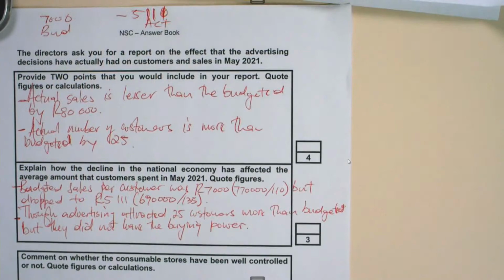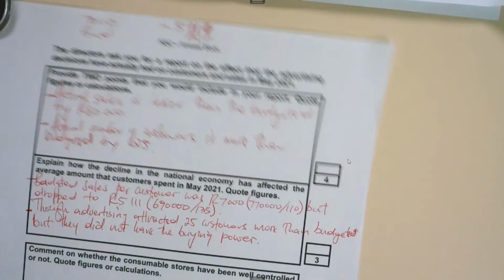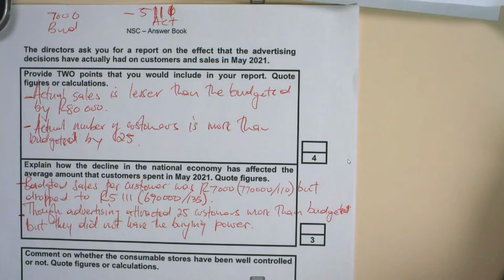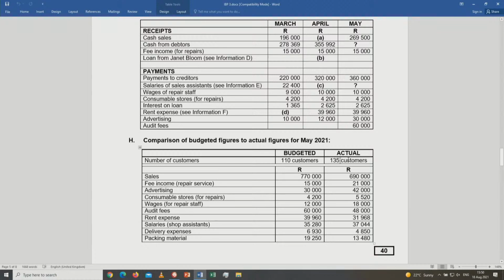And then the last one would be that customers preferred to repair their dresses instead of buying new dresses. Let's look at the fee income for repair service. As you can see, the budgeted was 15,000, but the actual was 21,000, which was 6,000 more than the budgeted. That is our third point. It means the customers preferred to have their dresses repaired instead of buying the new ones because of economic challenges, right?